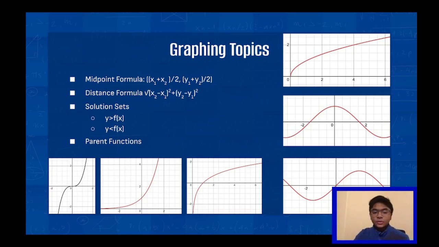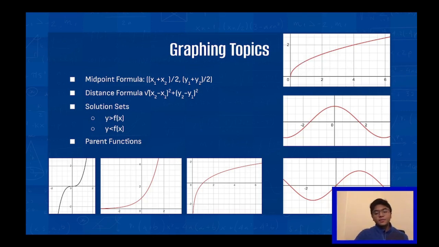Next thing is solution sets. So really what this means is that if you have, like it says, y is greater than a certain function, so y is greater than the square root of x, right? What that would mean is, let's look at this graph right here, because this is the square root of x. Then if y is greater than the square root of x, that means all this region above the graph is going to be shaded. If y is less than the square root of x, that means all the places below the graph are going to be shaded.